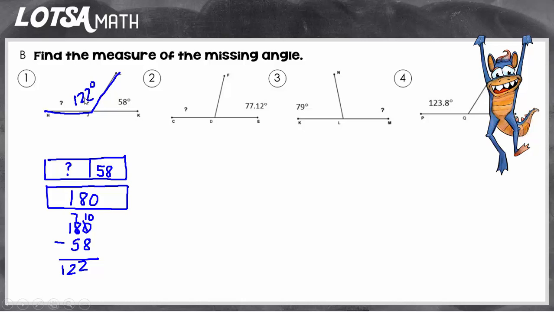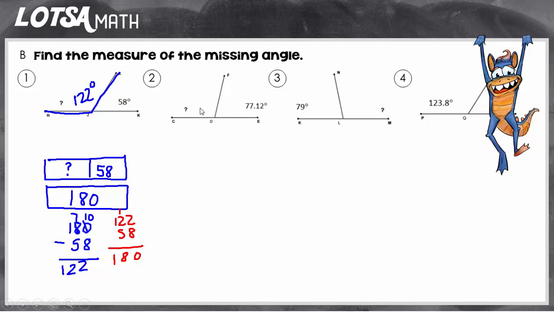Now, if I wanted to check my work, I could just take the two angles, add them up, and I know I would be right if they equaled 180, which they do. So let's do number 2.